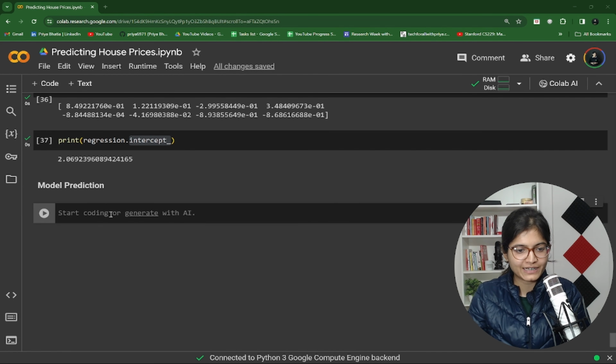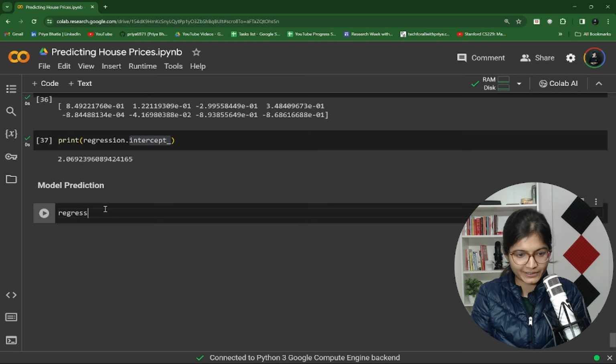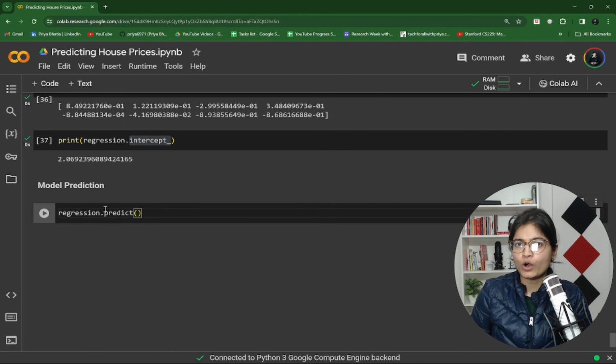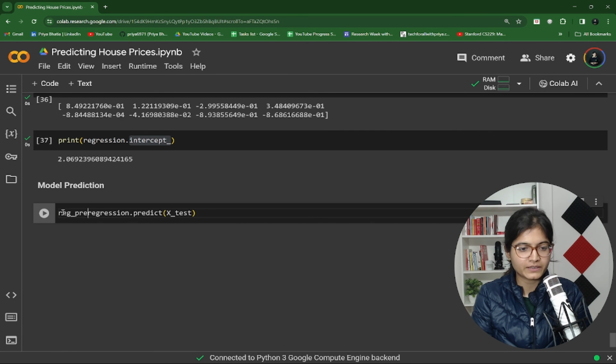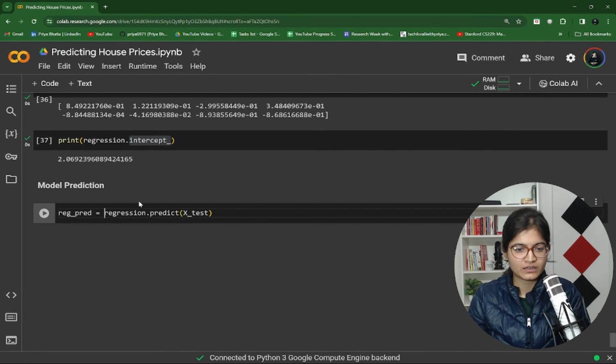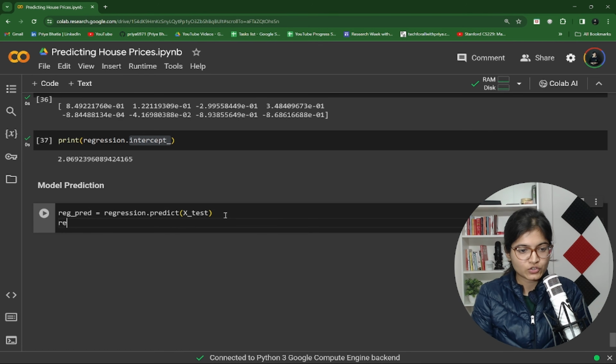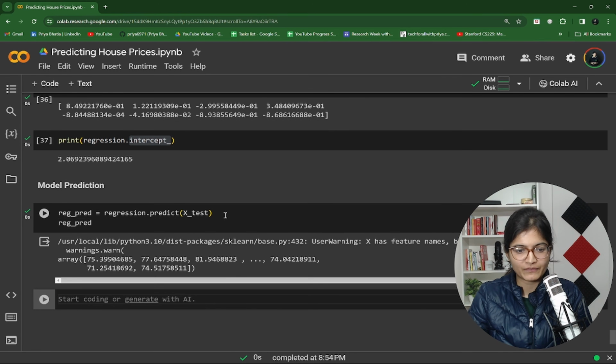I'll take the model name, regression.predict, and I want to do the prediction on the test data. I'll store my predictions in the variable named reg_pred. This will give me the predictions of the test data. So I can just try to see what outcome we will be able to achieve.